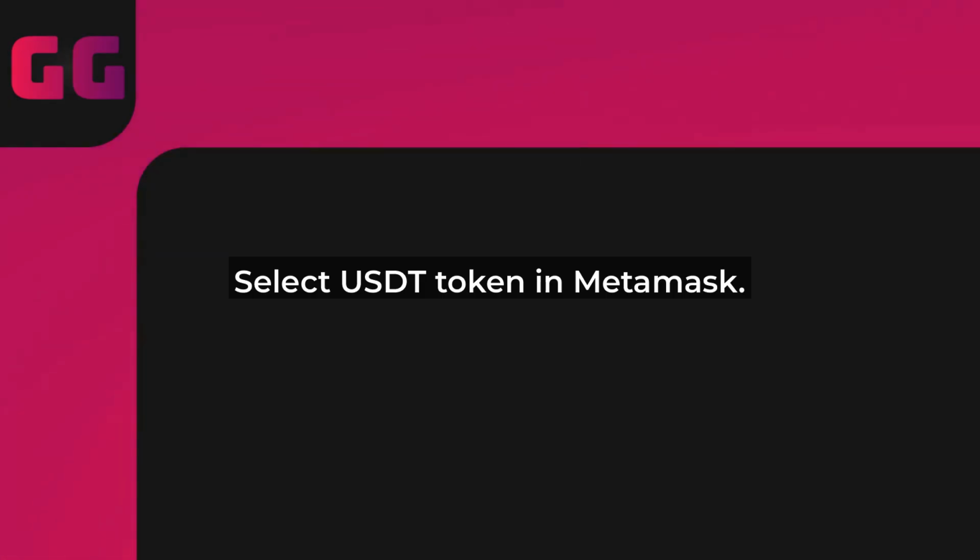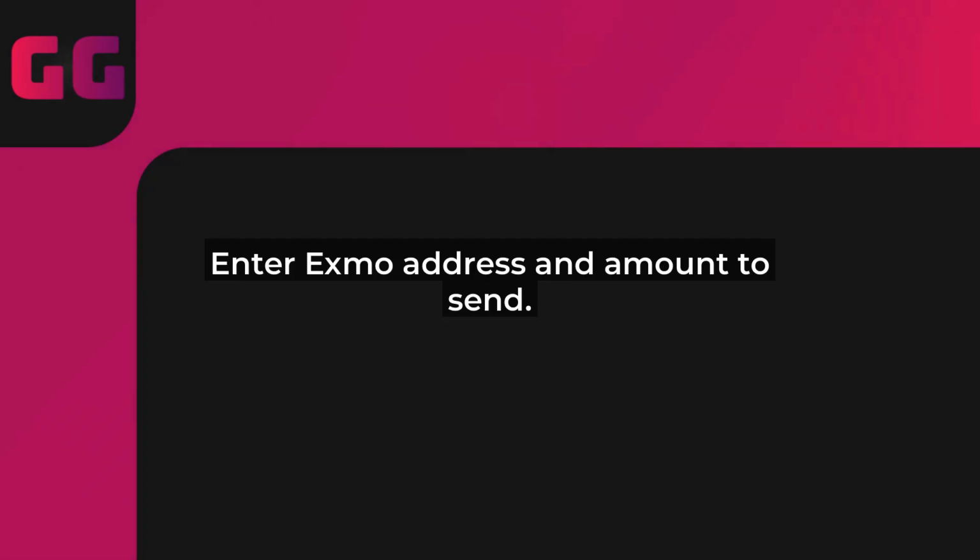Now, back in MetaMask, click on the USDT token. Hit the Send button. Paste the XMO deposit address into the recipient field, and enter the amount you want to transfer. Don't forget to check the network fees. They can vary, so aim for a balance between speed and cost.